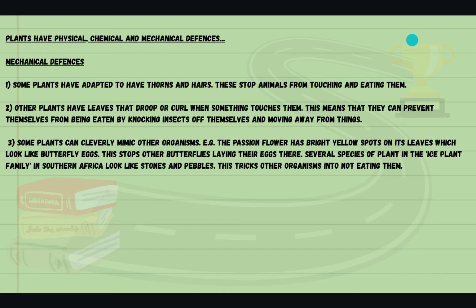Mechanical defenses. Some plants have adapted to have thorns and hairs. These stop animals from touching and eating them. Other plants have leaves that can droop or curl when something touches them. This means that they can prevent themselves from being eaten by knocking insects off themselves and moving away from things.